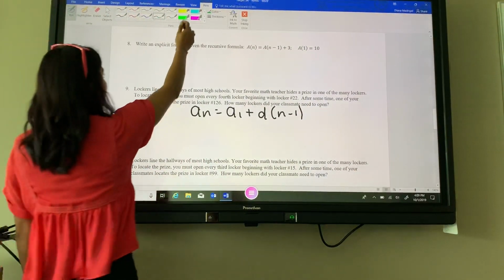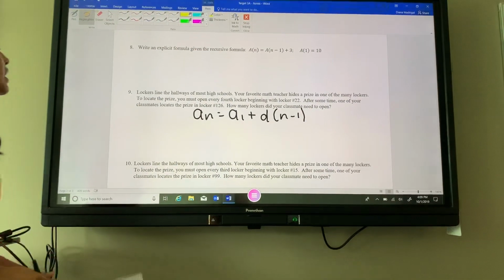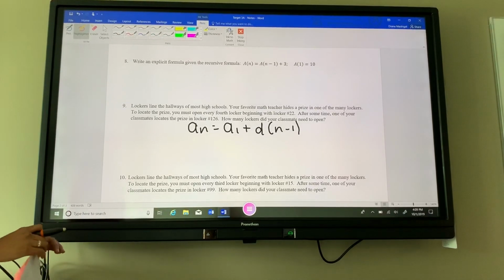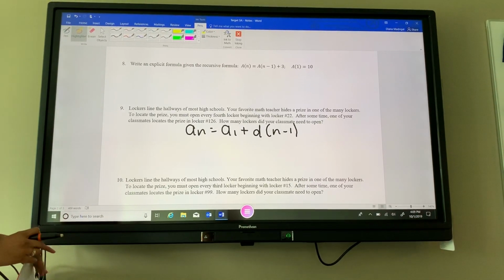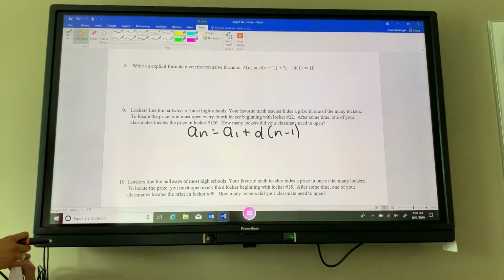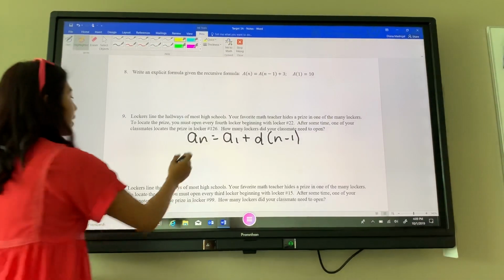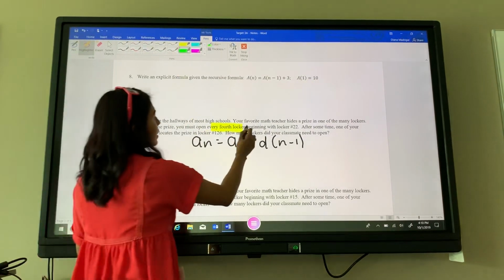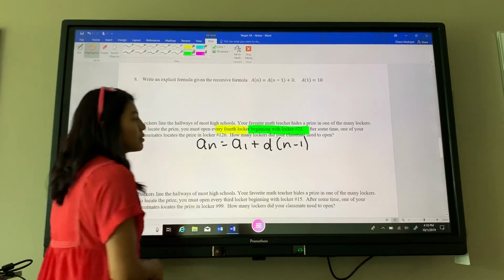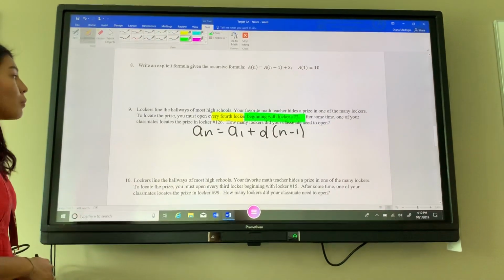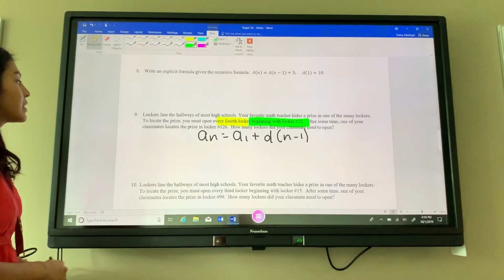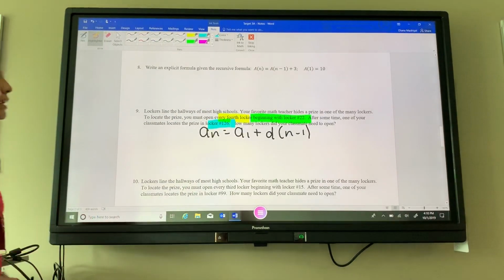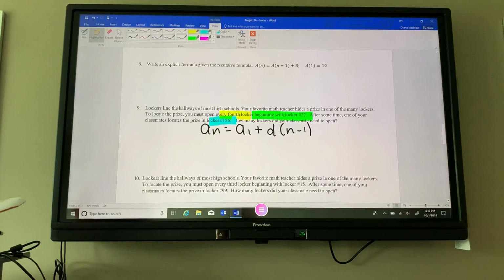Okay, another word problem we need to highlight. Remember, lockers line the hallways of most high schools. Your favorite math teacher hides a prize in one of the many lockers. To locate the prize, you must open every fourth locker, beginning with the locker number 22. After some time, one of your classmates locates the prize in locker number 126. How many lockers do your classmates need to open?